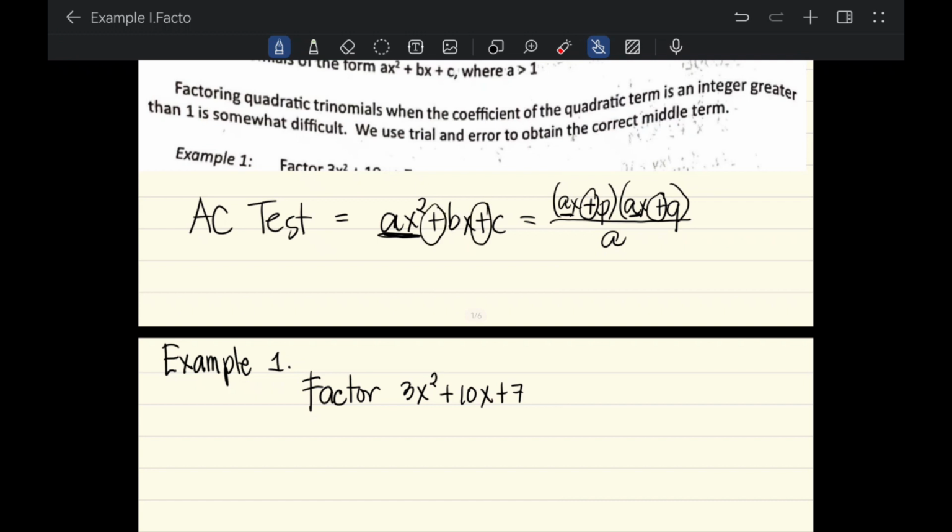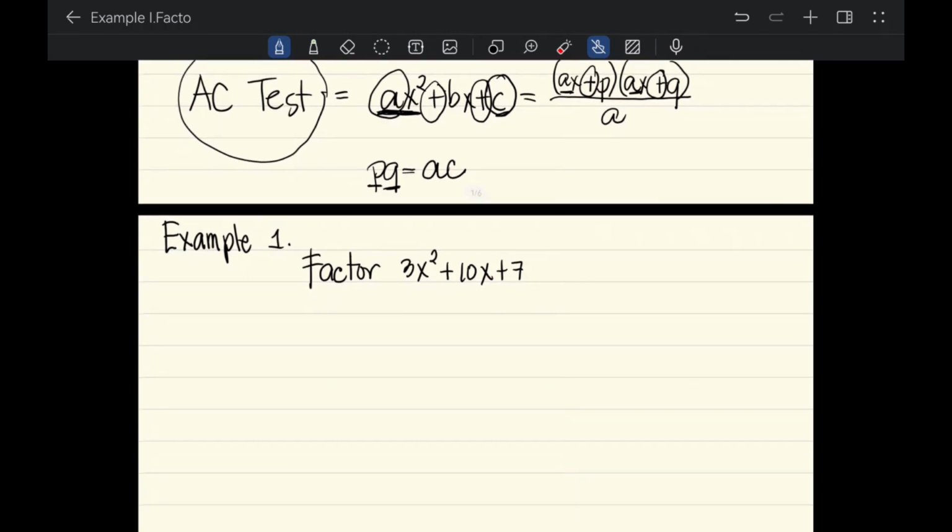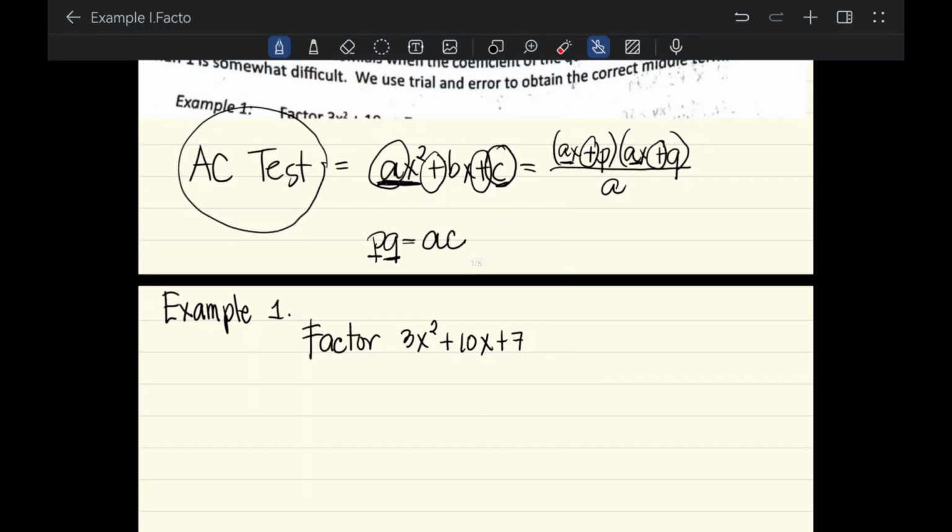Now what are p and q? pq is equal to a times c. So the values of p and q are the factors of the product of the two values a and c. And we need to divide both by a. This is what we call the AC test. Now let's apply the AC test on our first example.